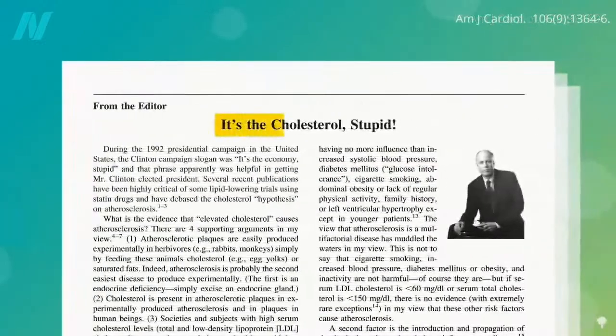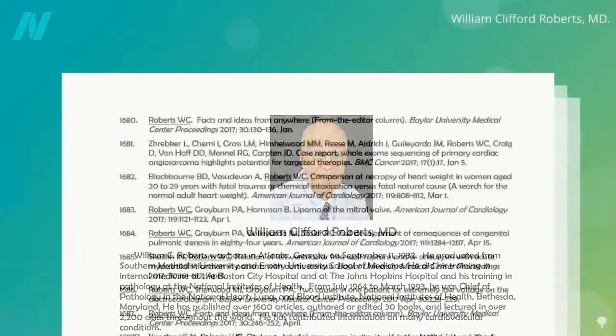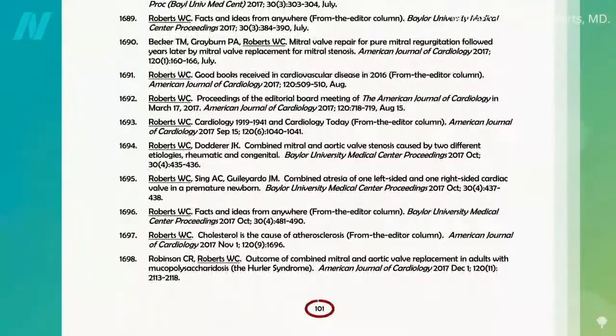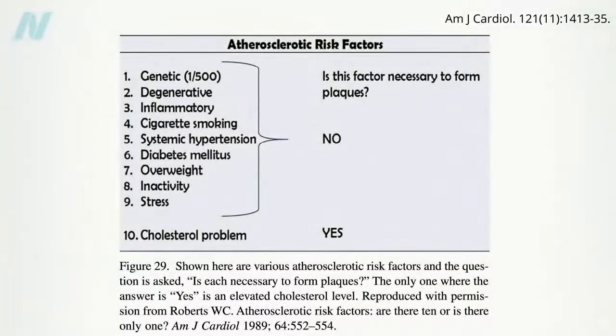It's the cholesterol, stupid, noted the editor of the American Journal of Cardiology, William Clifford Roberts, whose CV is more than 100 pages long, having published about 1,700 articles in the peer-reviewed medical literature. Yes, there are at least 10 traditional risk factors for atherosclerosis, but, as Dr. Roberts noted, only one is required for the progression of the disease: elevated cholesterol.